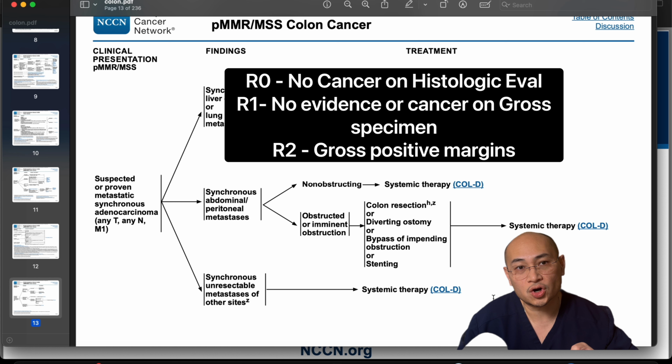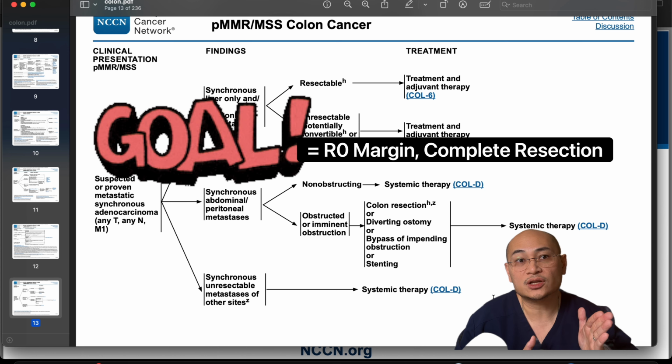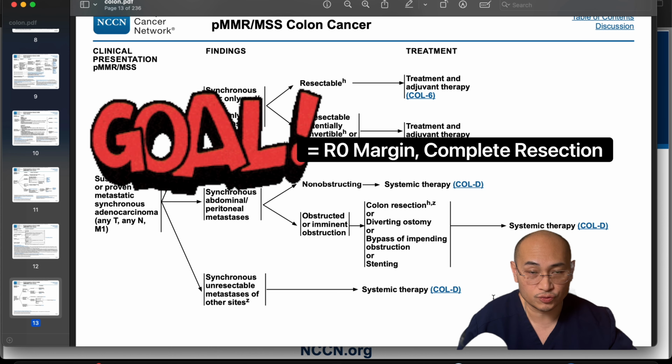Well, there's going to be R0, R1, and R2. An R0 means you have no cancer on your microscopic margins. An R1 is no gross visible cancer on your margins, but you have microscopic cancer on the margins of your resection. An R2 would be a gross positive margin with cancer. And so your primary goal would always be an R0 margin to prevent disease recurrence.